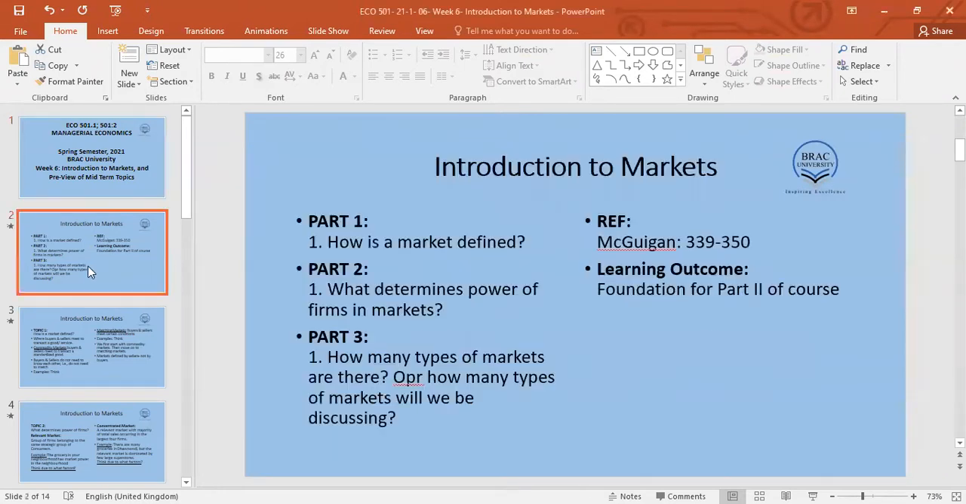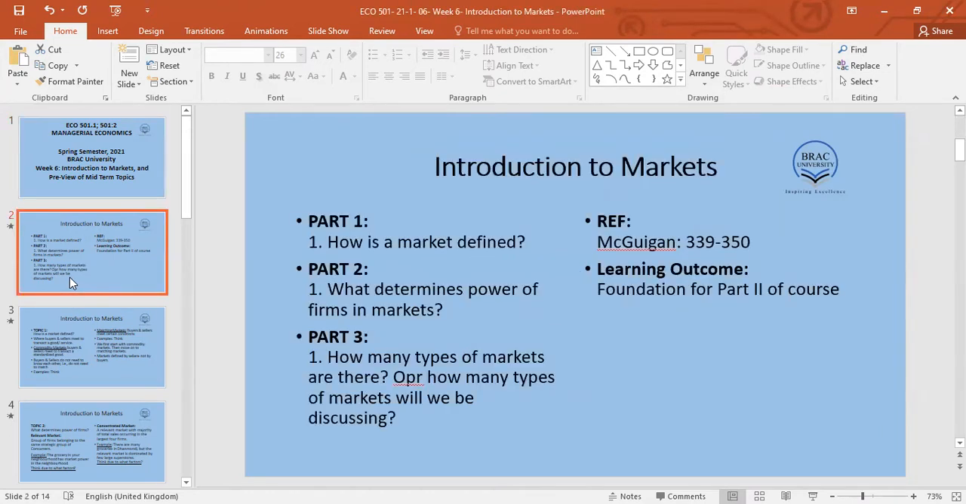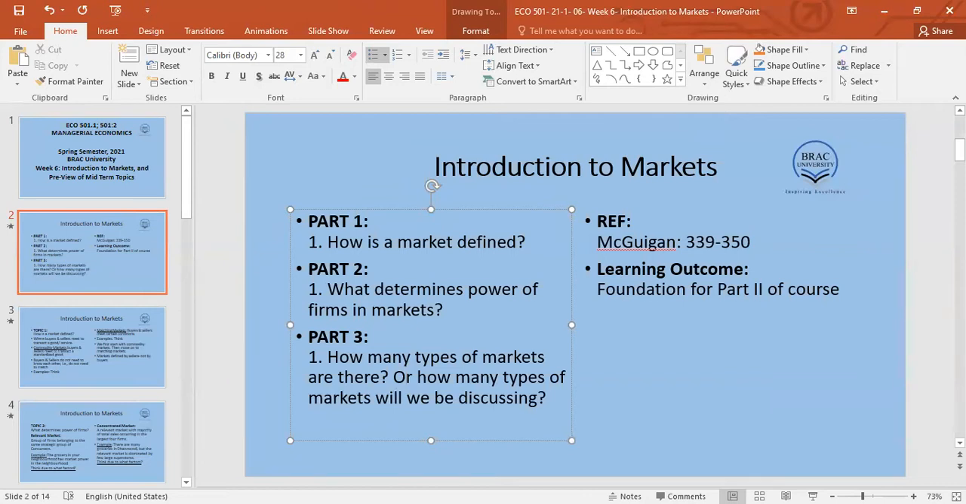Okay, sir. So basically today we're going to make a very little introduction to markets and a preview of midterm topics. So first of all, we want to know how we define a market. That will determine how the next part of our course will proceed. Then we want to know what determines power of markets, firms in a market. Finally, how many types of markets will we be discussing? The reference will be McGuigan, page 339 to page 350. If you look at your Facebook groups, then you'll find that the references have been uploaded there in the file column. And the learning outcome will be just a foundation for part two.